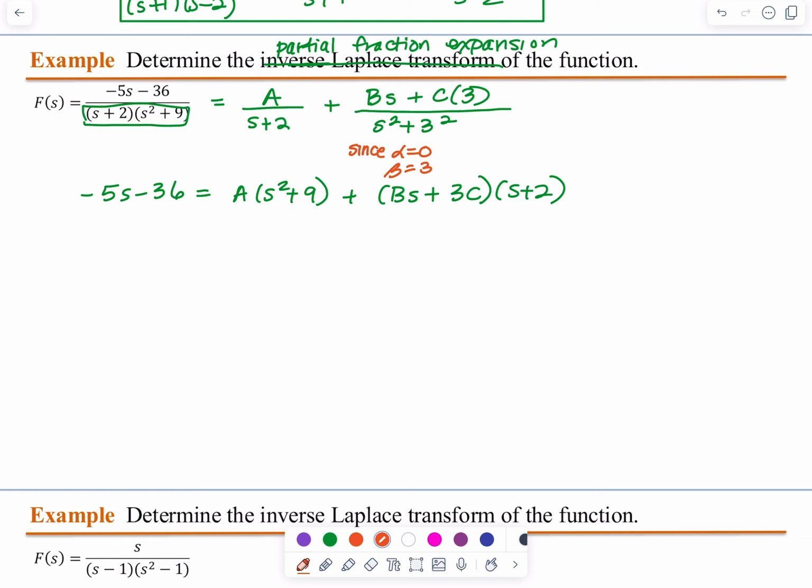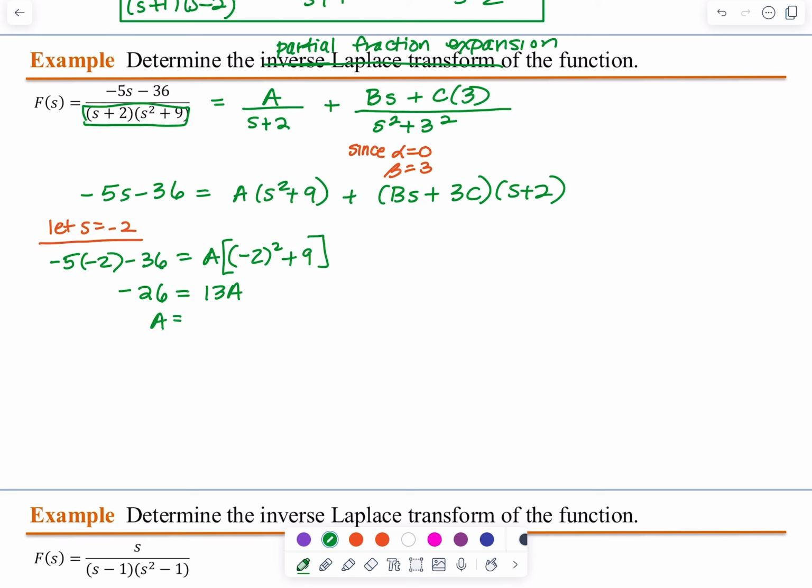Let's go ahead and let s equal to negative 2. So you can see here that we have negative 5 times negative 2 minus 36 is equal to a multiplied by negative 2 squared plus 9. So you can see that we have a negative 26 is equal to 13a, and we have a is equal to negative 2.